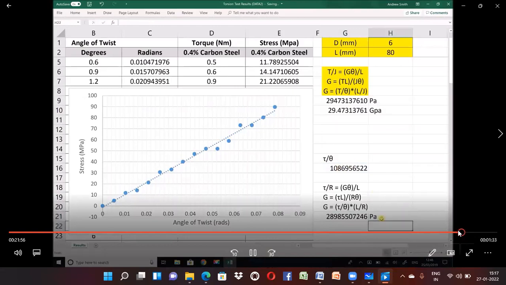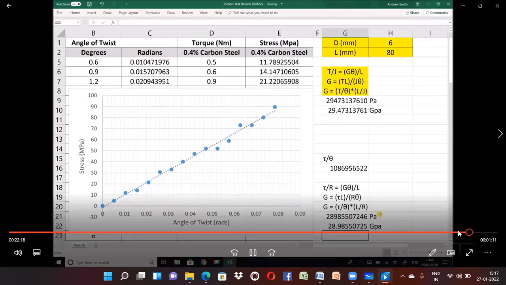Now we can repeat what we did before in order to get that into gigapascals. And all we did was divide our pascals answer by 1 billion. So equals, 1 billion is the same as 1 times 10 to the 9, or 1 with 9 zeros. And once again, we get an answer in the order of 29 gigapascals.